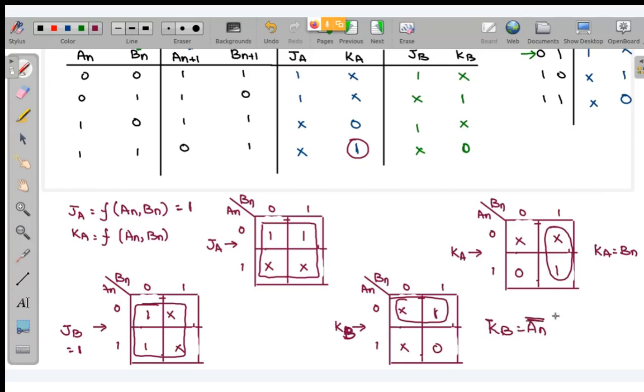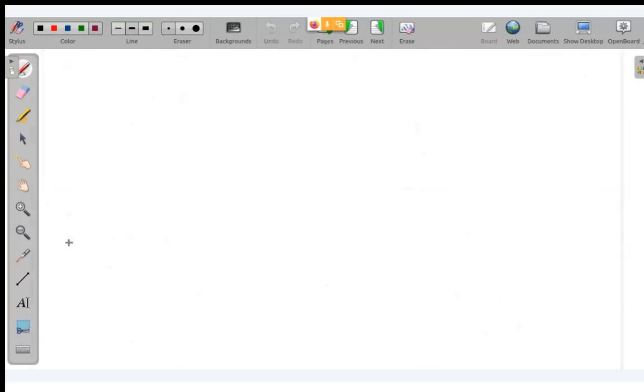Okay. So now I have inputs of JA, means of the A flip flop and your B flip flop. So I can draw my synchronous counter. So I will give you time to copy. First you see.